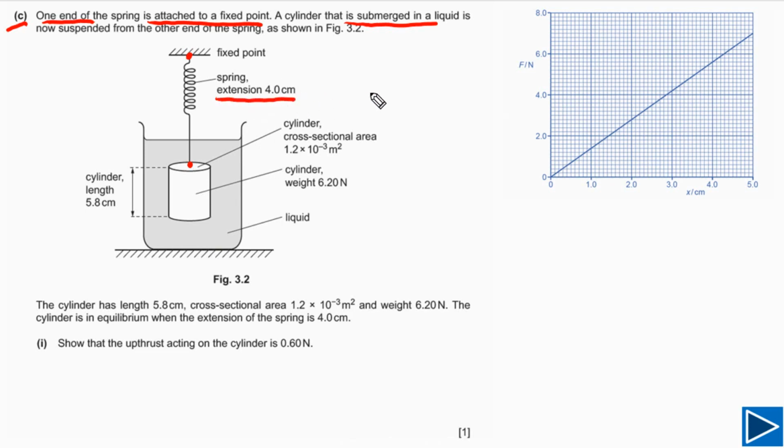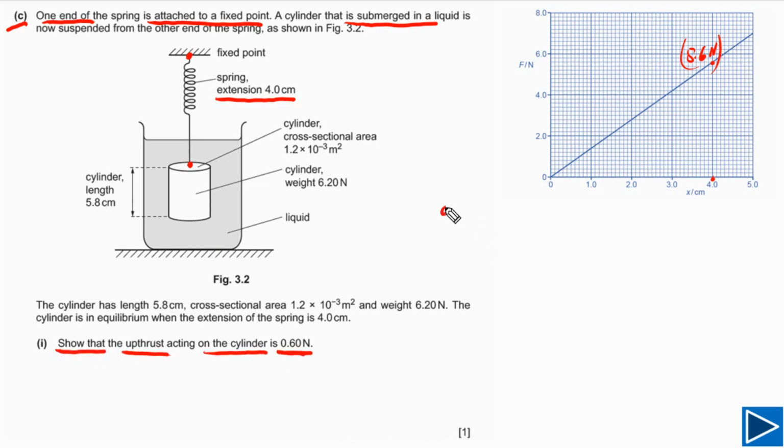It is also given to us that extension in the spring is 4.0 centimeters. As the extension is 4.0 centimeters, we can find the value of the spring force. So value of spring force we can find from here, and this value is equal to 5.6 Newton. So this is important. This is value of the force when extension is 4.0 centimeters. Now question is simply asking us, we need to show that the upthrust on the cylinder is 0.60 Newton.